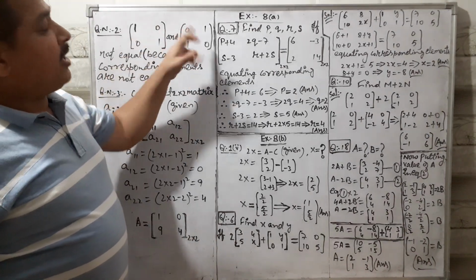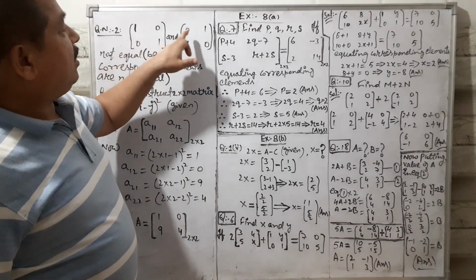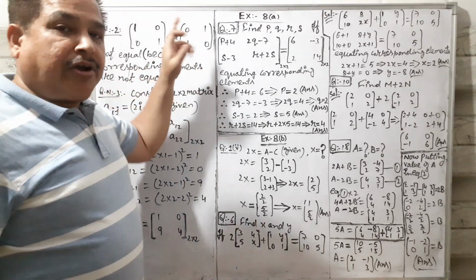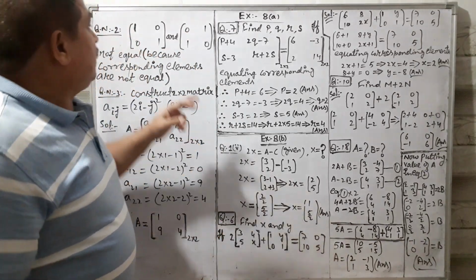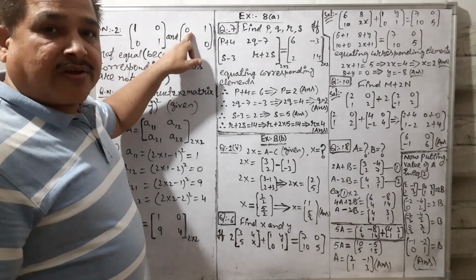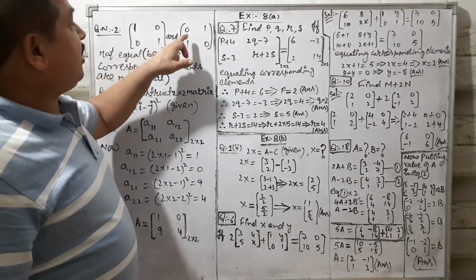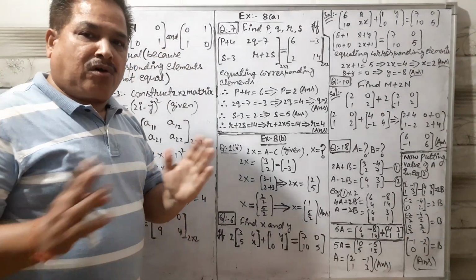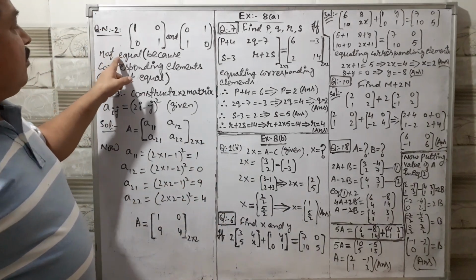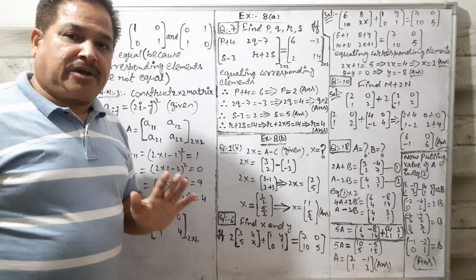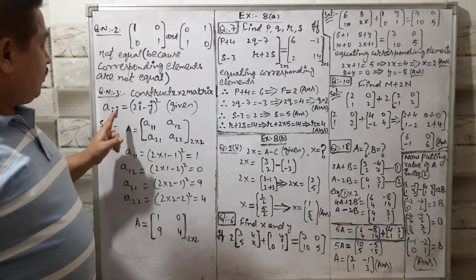Check the corresponding elements. See, this is 1 and this is 0. Corresponding means on the same place. So these differ from each other. So elements are not the same, so it means matrices are not equal. So your answer will be not equal. Right? Now see the question number 3.